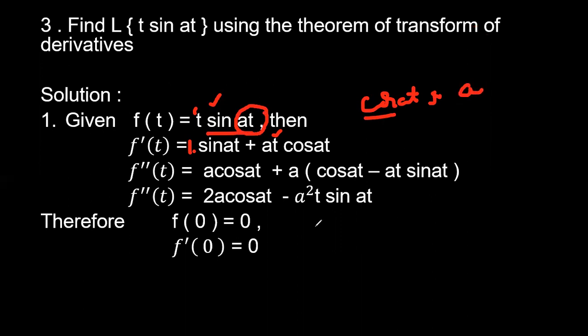So what will you get finally? a cos at, and you already have a t term, so at into cos at. Right, so this is your f dash of t.